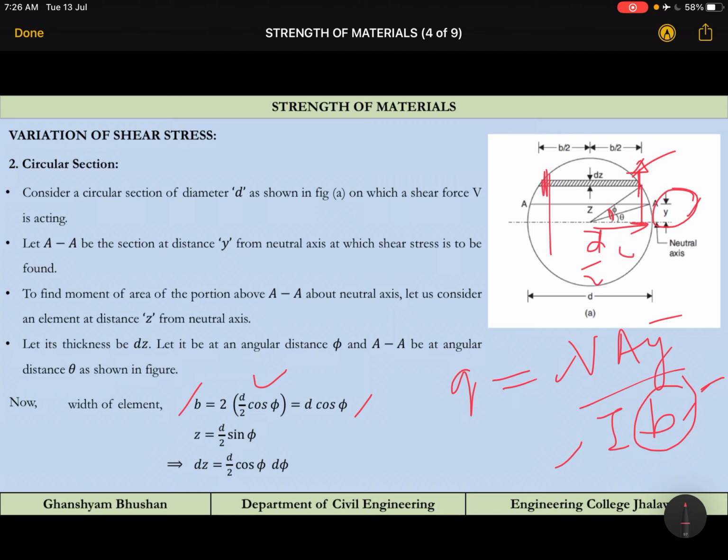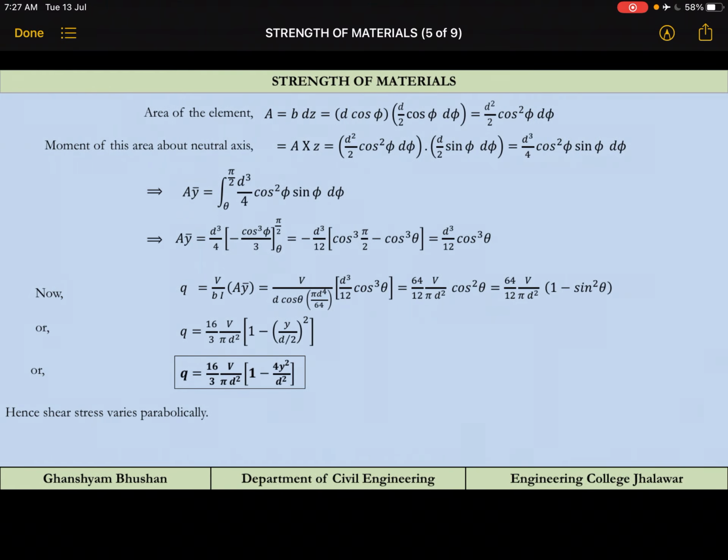Now we have to check the variation of z. What is z? z is this distance, this is nothing but d by 2 sin phi. So what is dz? dz, we have to take the differentiation, so d by 2 cos phi into d phi, because the differentiation of sin phi is cos phi d phi. So this is our dz. Let us see how we are going to use it.